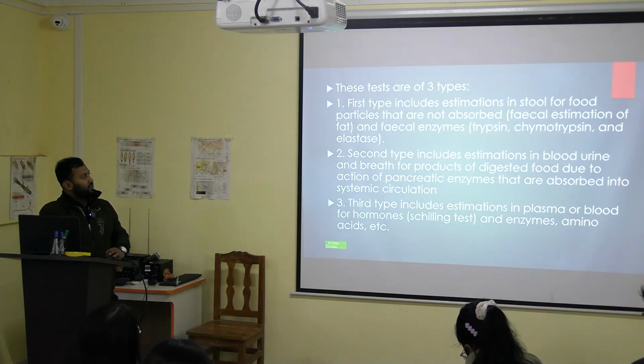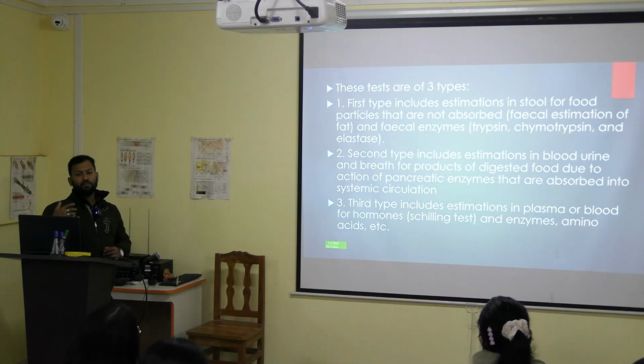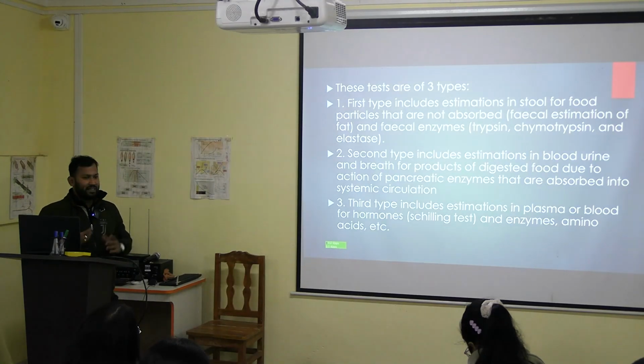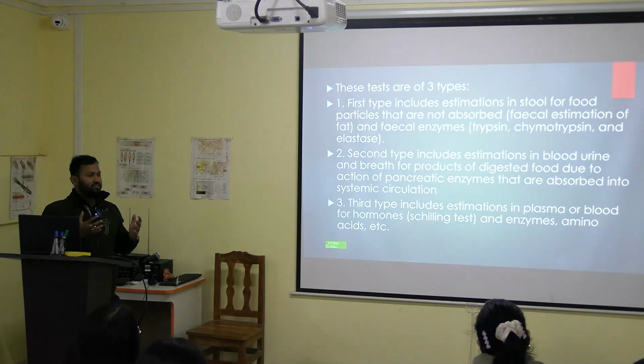And we also check for fecal enzymes like trypsin, chymotrypsin and elastase, because the pancreas releases all these enzymes into the duodenum. So obviously some of these enzymes will come out in the stool. But if the enzyme quantity is very low, not as much as the normal count, then obviously that means fewer enzymes are produced, that means the pancreas is not functioning as much.